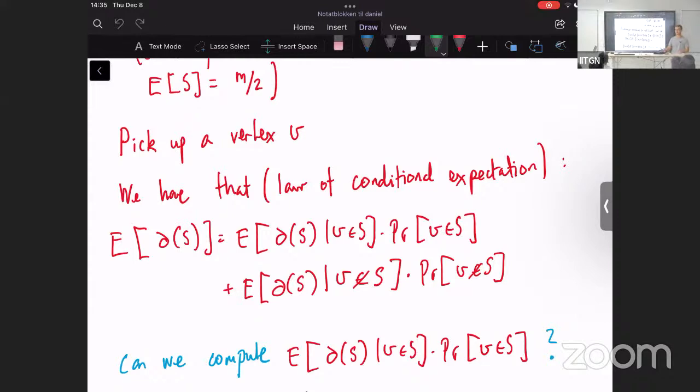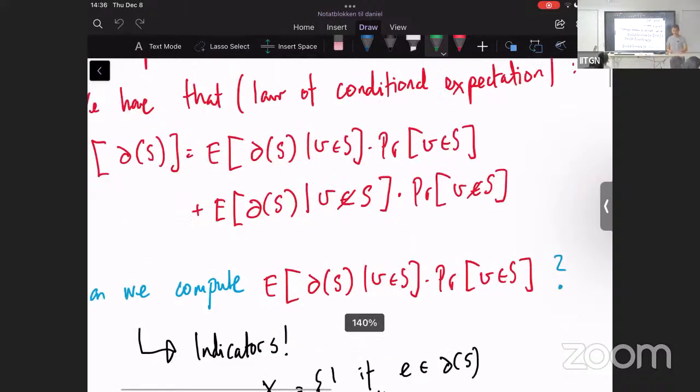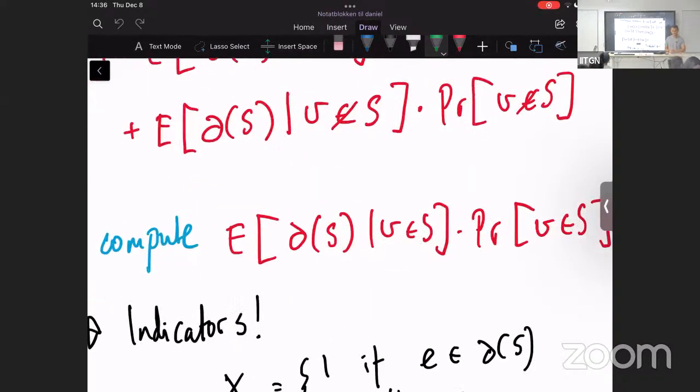That's 1/2, right? So these are two halves and halves. Now here's a question: can we compute the expected value of the cut given that V is in S? Well, without any conditioning, we could use the method of indicator random variables. Let's try to use the method of indicator random variables just again.